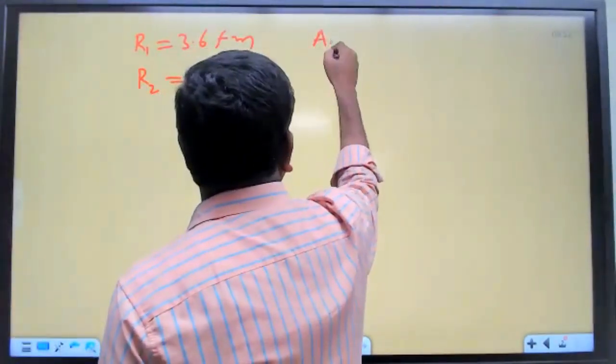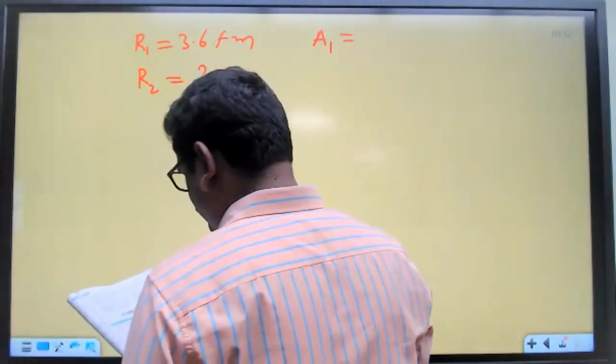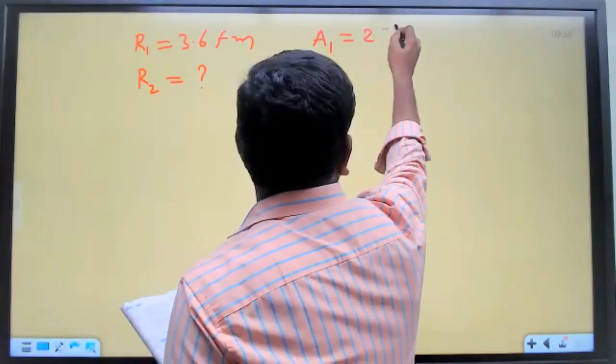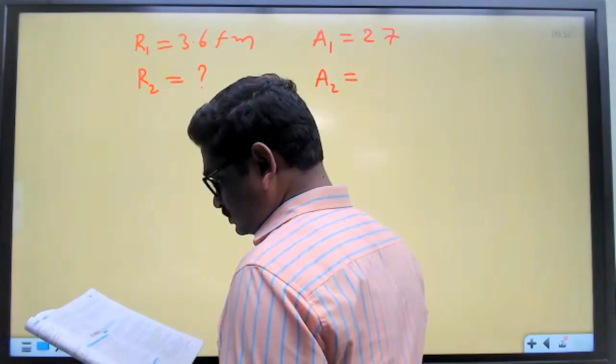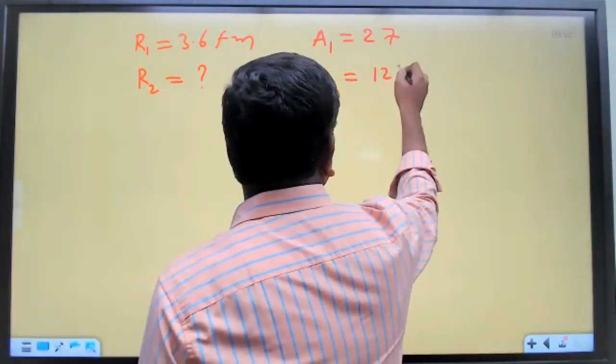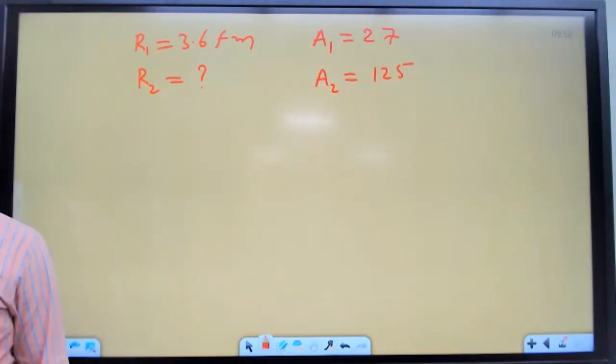Next, mass number of first one. Mass number of first one is how much? 27. Let it be A1. Mass number of second one, 125. Let it be A2. So these are given data. The radius calculation is related only to A. It does not depend on Z.